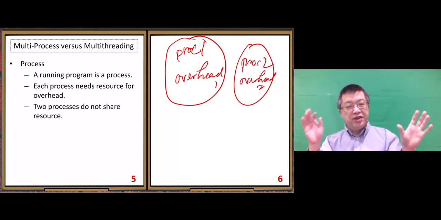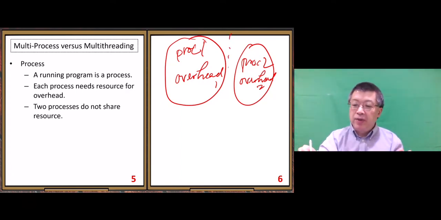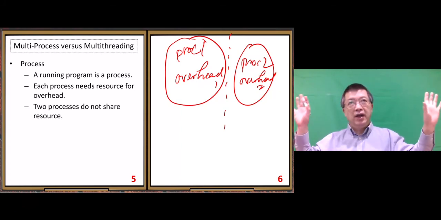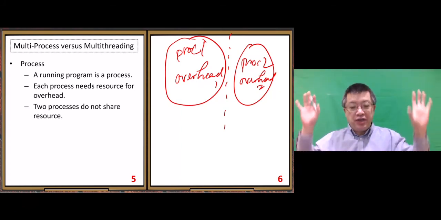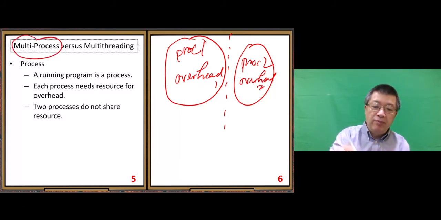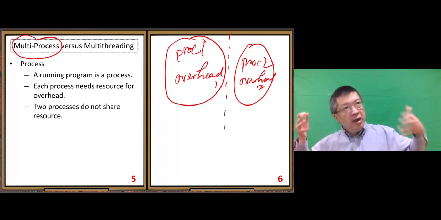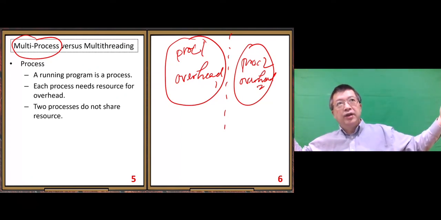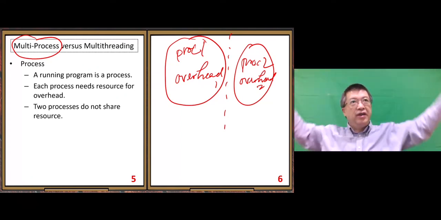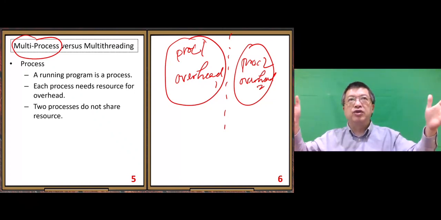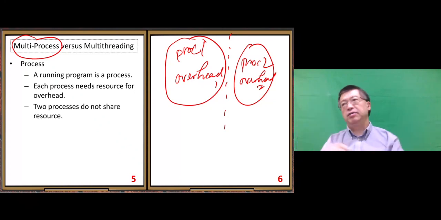You can see they are completely independent. They do not share. So if people use the multi-process way, you can see the overhead part repeated many, many times. If you look at the total resource consumed, a lot of resource is wasted that way. So that's why it is not good.